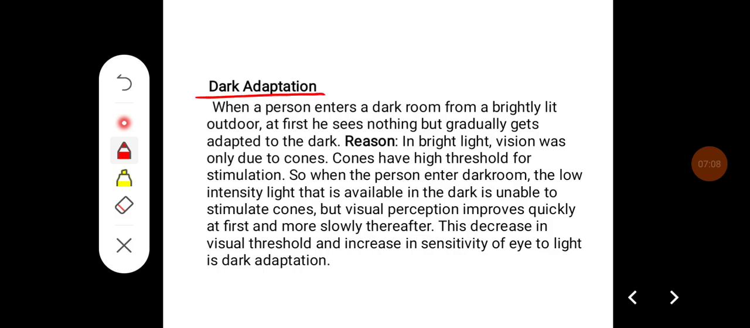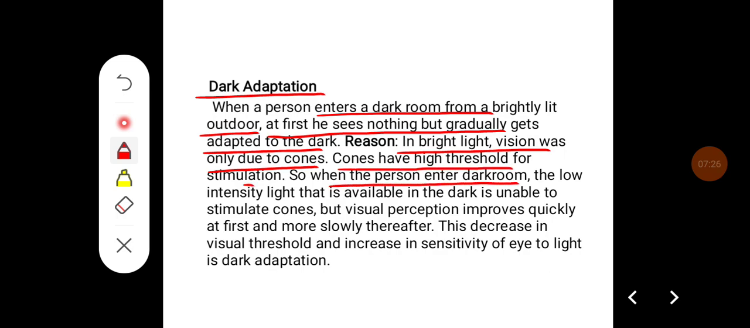Dark adaptation. When a person enters a dark room from brightly lit outdoors, at first he sees nothing, but gradually he gets adapted to the dark. The reason is, in bright light, vision was only due to the cones. Cones have a high threshold for stimulation. So when the person enters a dark room, the low intensity light that is available in the dark is unable to stimulate cones. But visual perception improves quickly at first and more slowly thereafter.